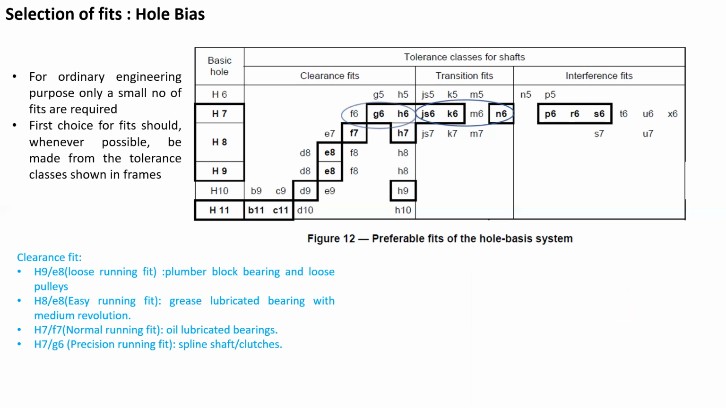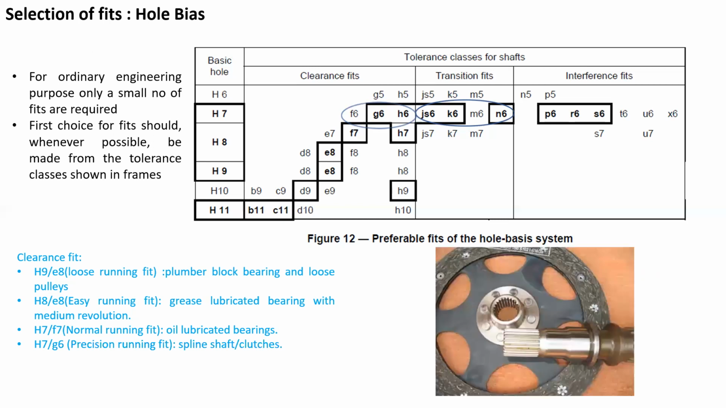Another example is H7G6, which is a precision running fit. It is used in case of spline shaft and clutches. As the splined shaft and the clutch is supposed to move up and down frequently on the spline shaft. So the running is a precision running fit.